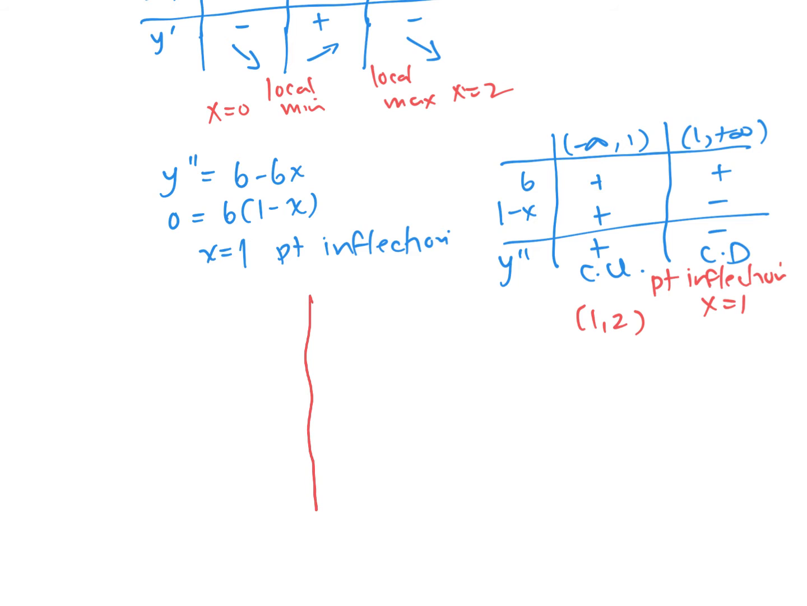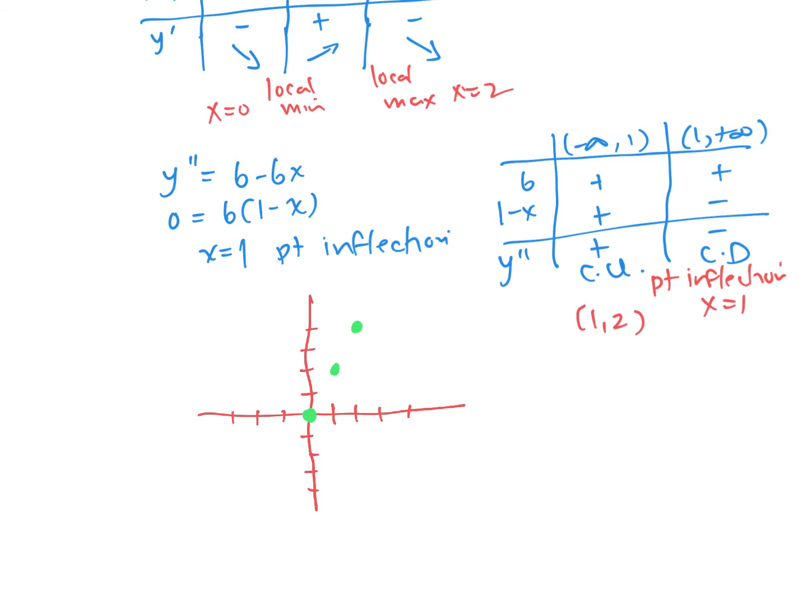So we'll just put on the important points here. So 1, 2, 3, 4. Put some scales on here. So we have a y-intercept at (0, 0), which is also a local min. We have a point at (2, 4), which is a local max. We have a point of inflection at (1, 2), which is right there.